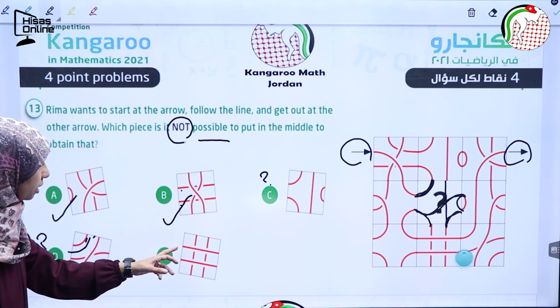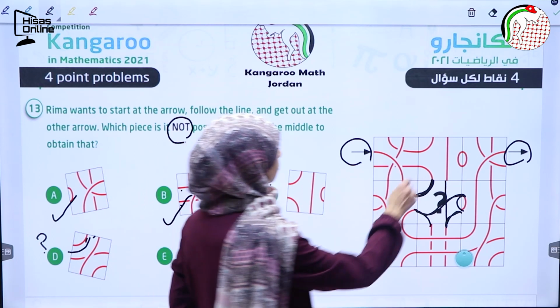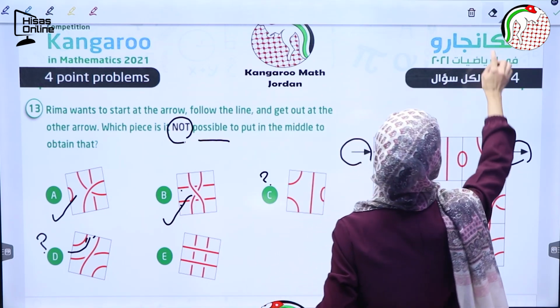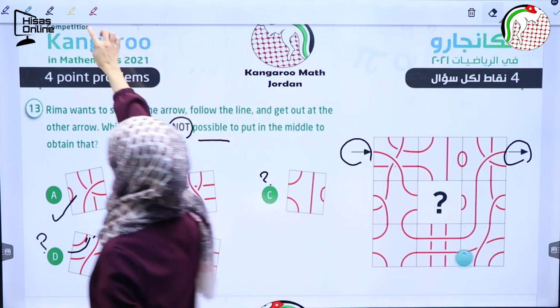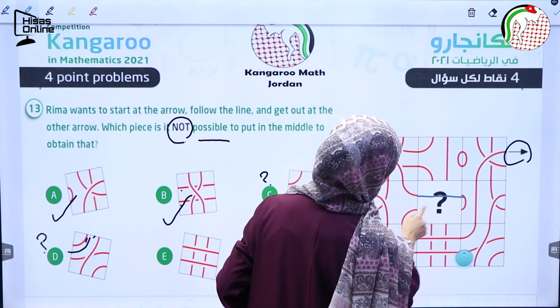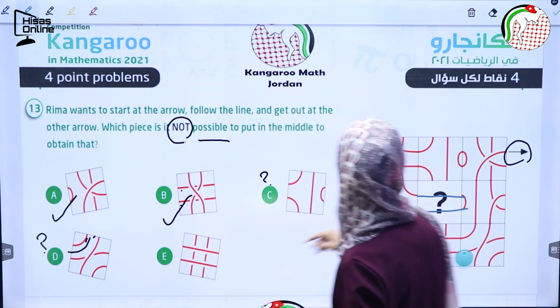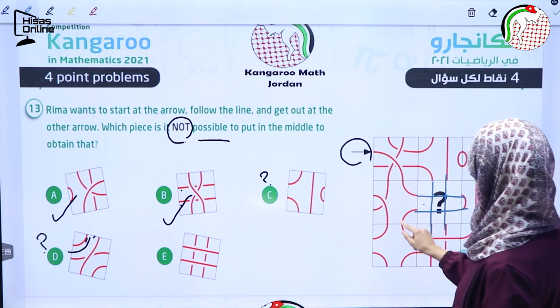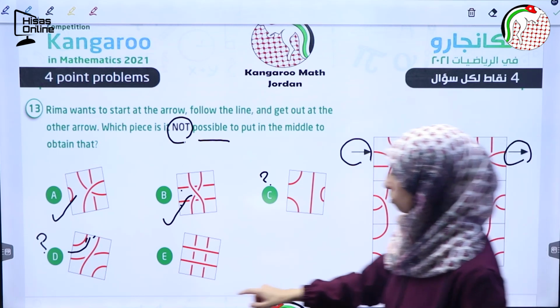E is similar to B. Can you see straight lines? Let's remove this and show you on the map. Here, another option. Two straight lines in E, two straight lines here, and the lines here again. So N, move, and out. So also this is possible.